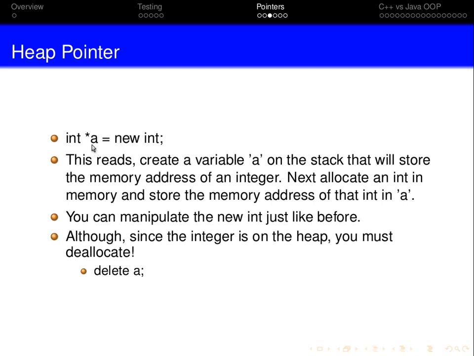Create a new integer on the heap. So let's make sure this is clear. What is a? A is a pointer. What part of memory, or where in memory does a reside? Static stack, so it's on the stack, and it contains a memory address of? Nothing right now. We set it equal to something. An integer on the heap, right. So a is on the stack. It holds the memory address of an integer that's on the heap. You can manipulate it like before and then delete it afterwards.